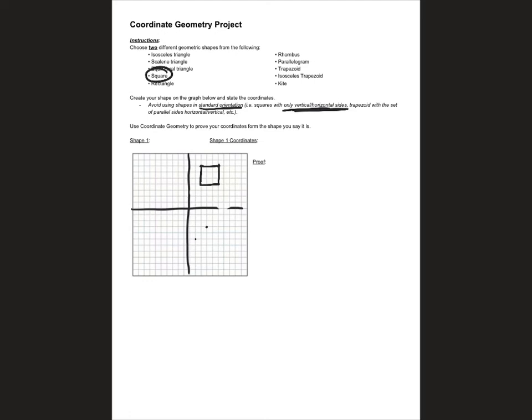Like for example, this is a square. That's a square that you would be able to use.